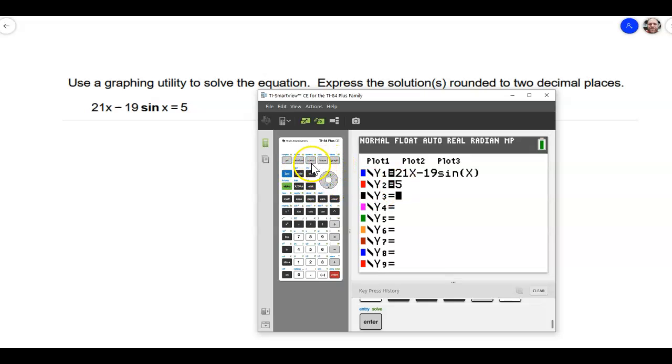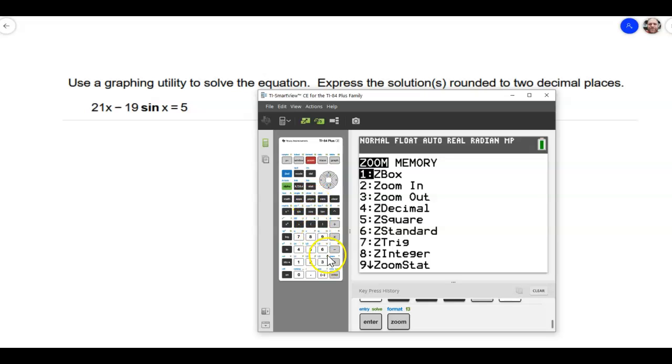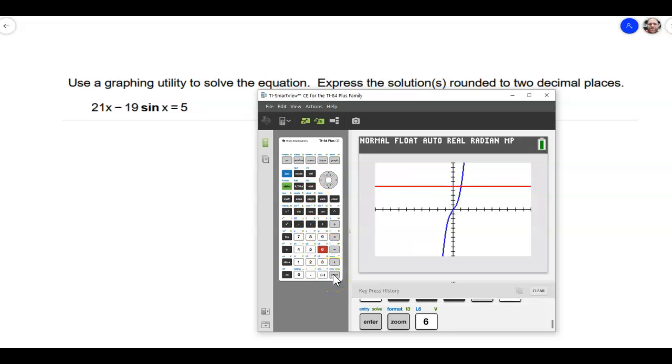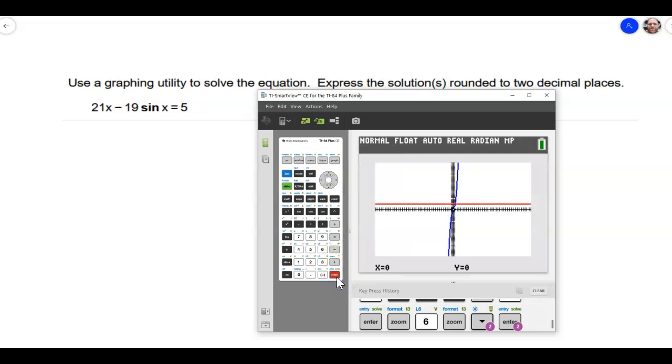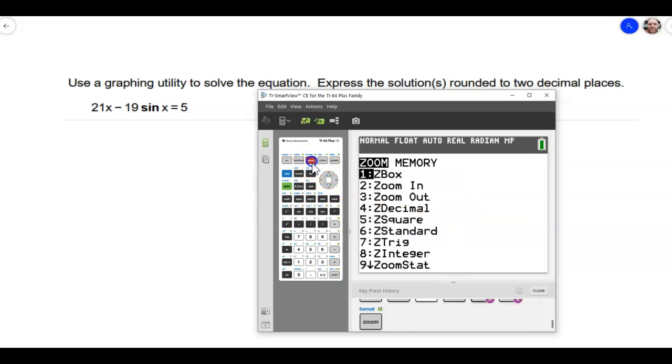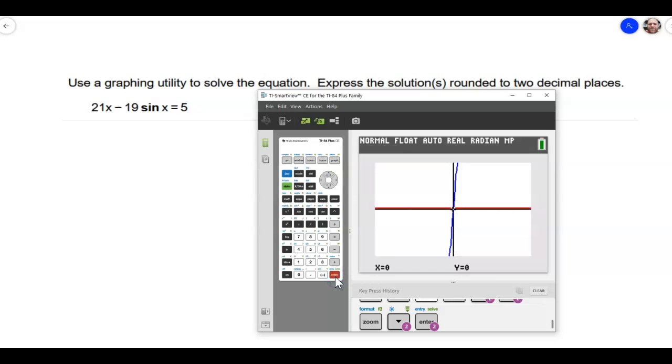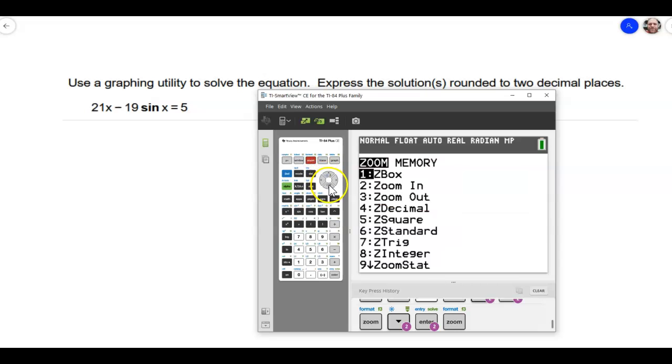So let's go to zoom. Let's start with the standard zoom here and see what that looks like. And it looks like right here they only cross once, but let's go ahead and zoom out just to make sure. So I'm going to zoom out here a little bit. And it doesn't look like they're going to cross anymore. I can zoom out one more time just to make sure. Nah, it doesn't look like they are. So I'm going to go back to my zoom standard.